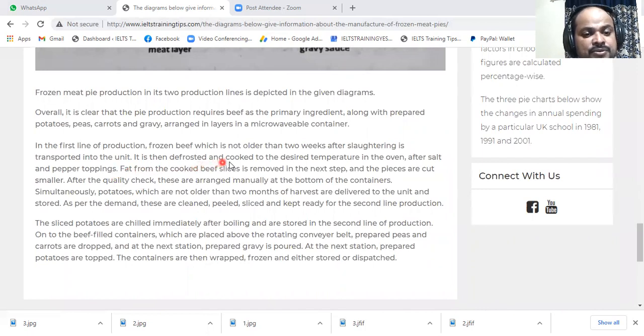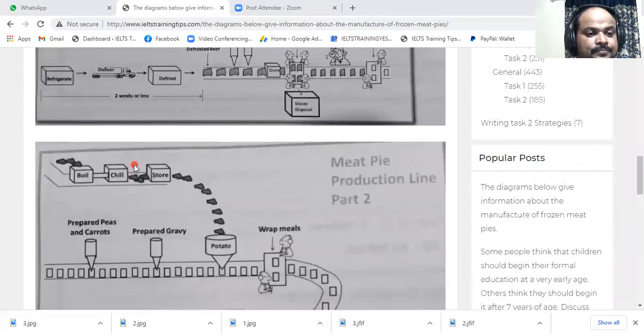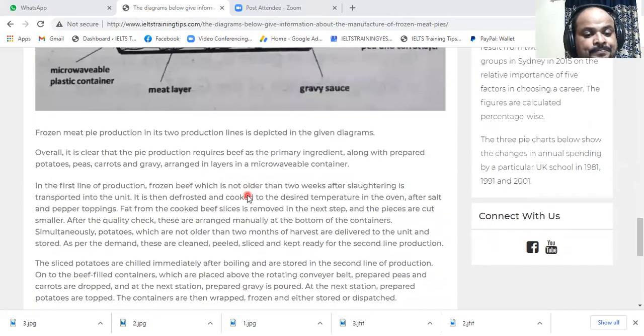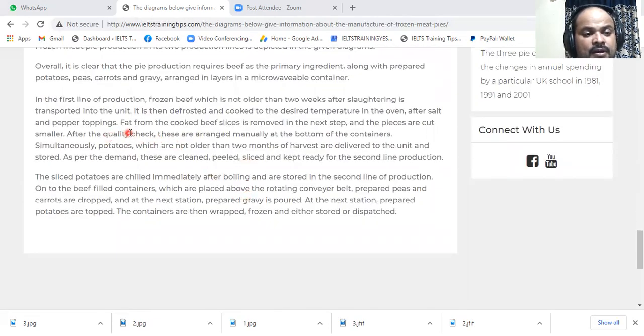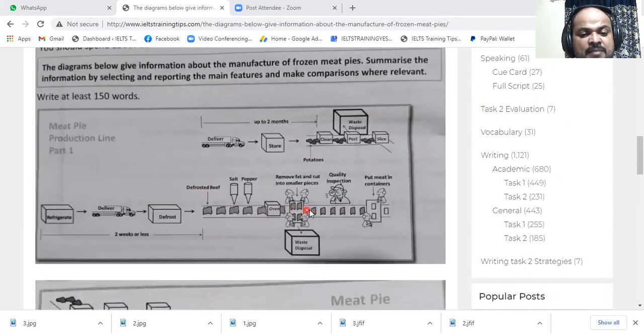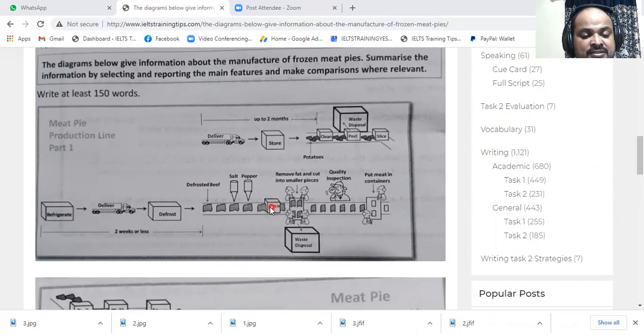It is then defrosted and cooked to the desired temperature in the oven after salt and pepper toppings. Defrosted, it is heated in the oven after adding salt and pepper. Fat from the cooked beef slices is removed in the next step, and the pieces are cut smaller. Here the fat removal and pieces are cut smaller.